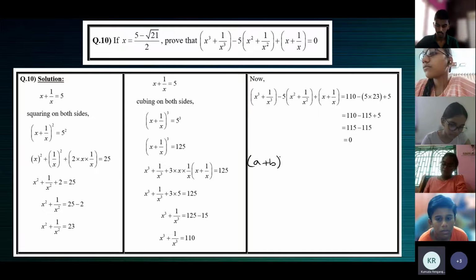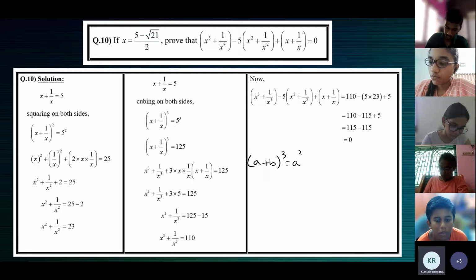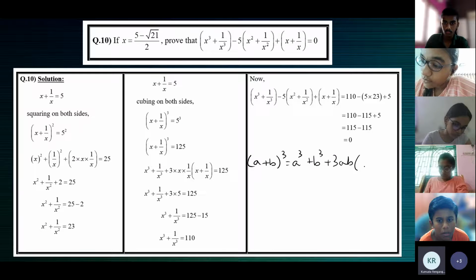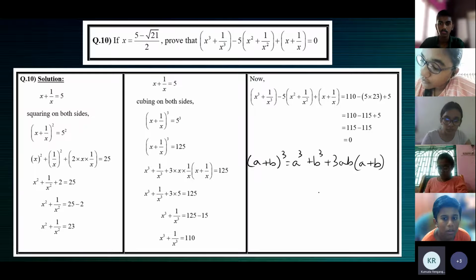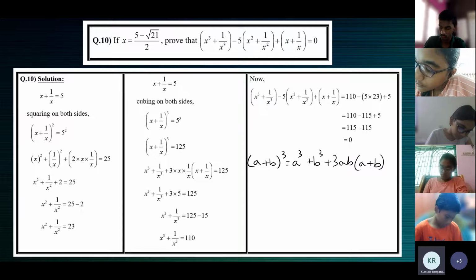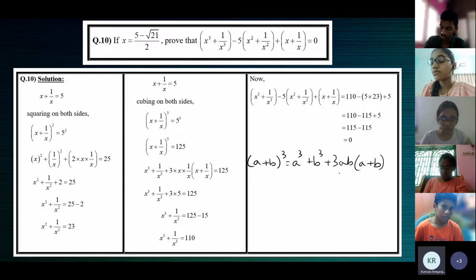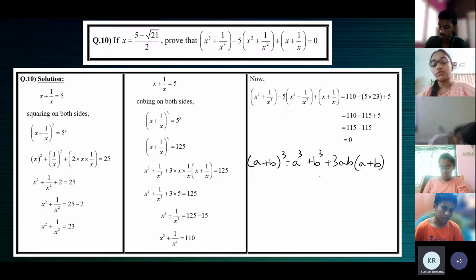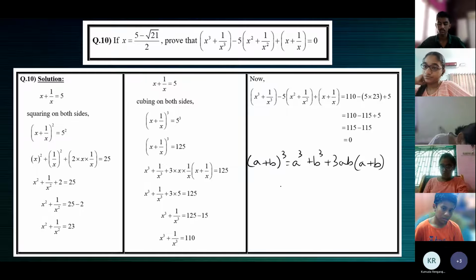(a + b)^3 is equal to a^3 + b^3 + 3ab(a + b). We'll understand the derivation in the next chapter, polynomials. Now you just take this identity. Don't ask me how we get this. In the next chapter, we will see how this identity is derived.